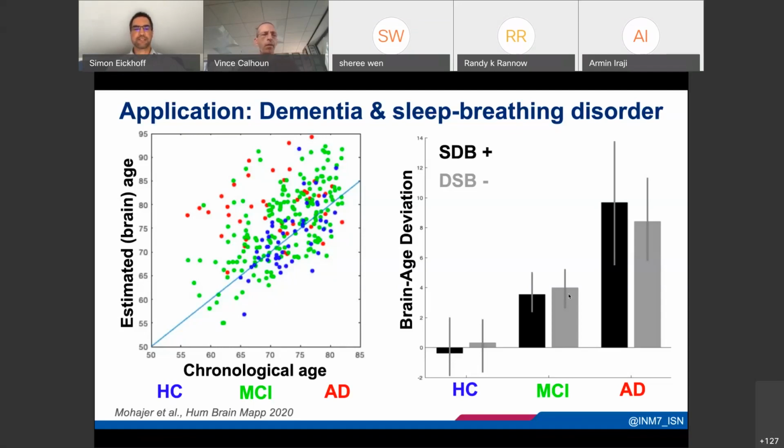And that finding was indeed somewhat surprising because from the cognitive literature, it's very well known that sleep disordered breathing is a risk factor for dementia, that patients with this disorder have a worse cognitive performance than those that don't have it, and so on. But this is apparently not reflected in BrainAGE.